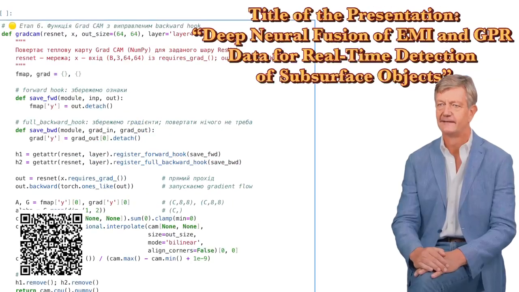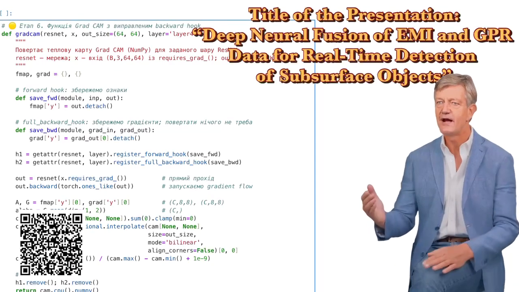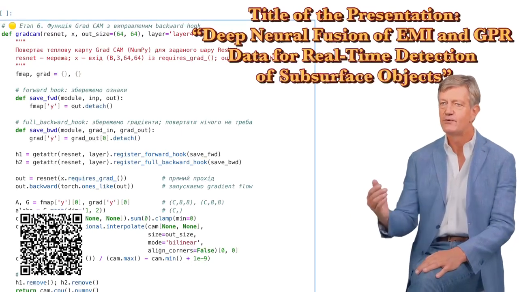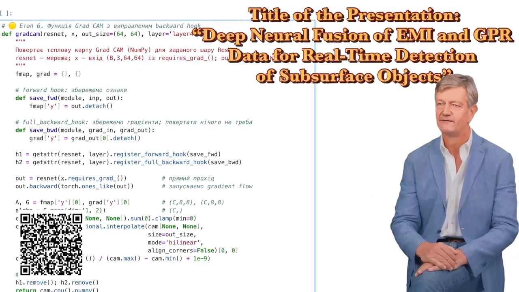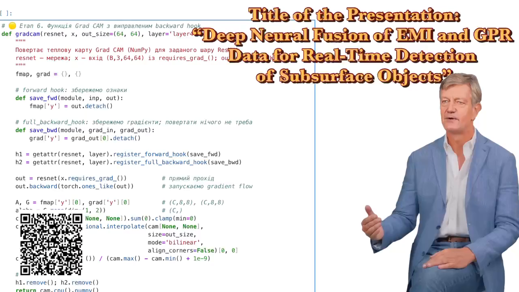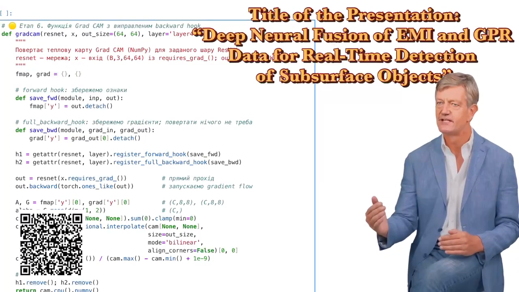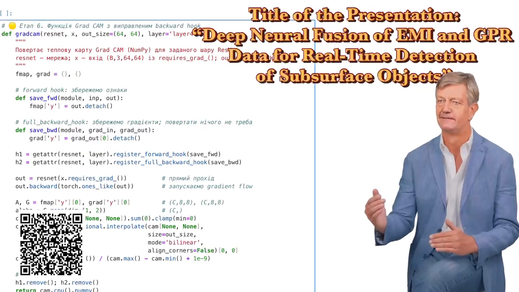Stage 6. Implementation of the GradCam utility function. This stage focuses on defining a GradCam function to interpret and visualize model decisions. GradCam identifies key regions influencing the neural network's predictions, significantly enhancing interpretability. Result: the function is successfully defined and prepared for subsequent use without any execution issues.